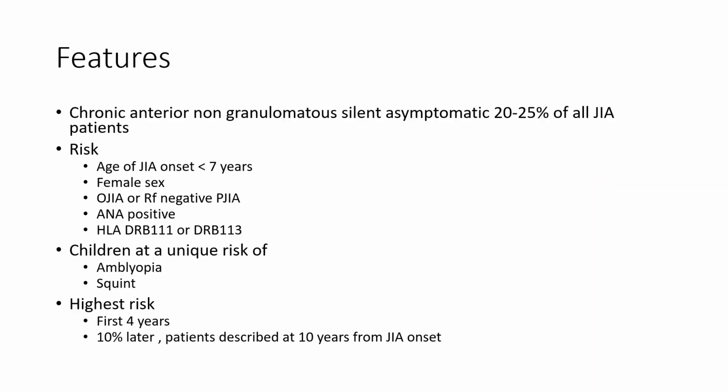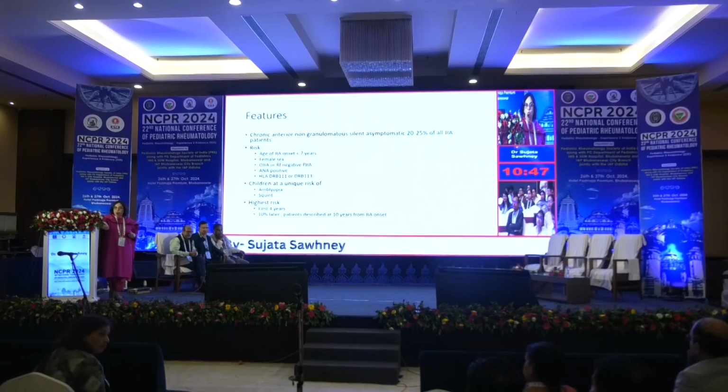The features are chronic, silent, anterior, non-granulomatous. Which is the patient most likely to get it? It's complex. It depends upon the age of the patient. Less than 6 or 7 years is more likely. The ANA status, more likely if you're high titer ANA positive. The sex, more likely in girls, but boys have a worse outcome. If you are rheumatoid factor positive, you are protected from the uveitis.